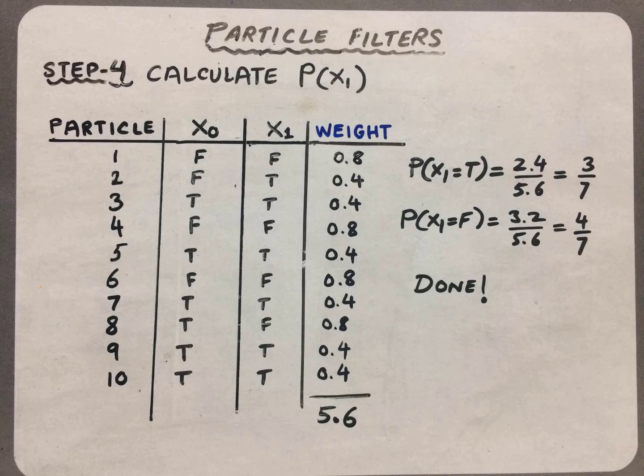Similarly, the probability that the state is false can be calculated by the sum of the false particles, that is 3.2, divided by the overall sum, that is 5.6. So this turns out to be 4 over 7. So this is the last step of one iteration of the particle filter.